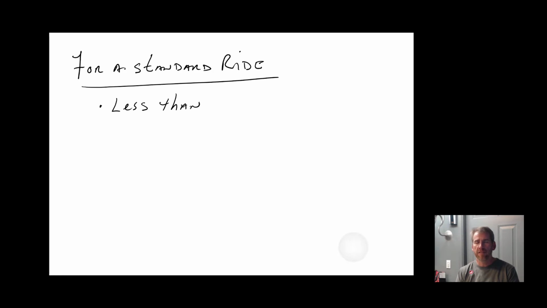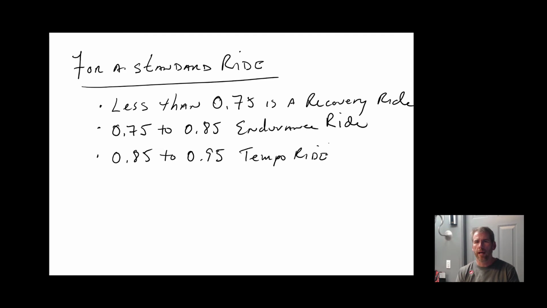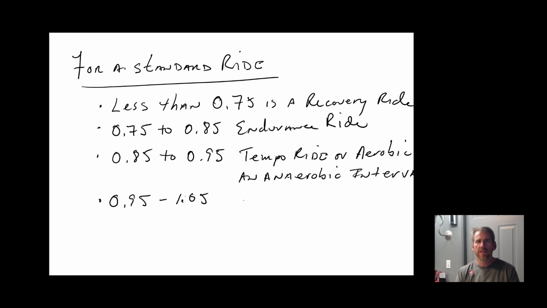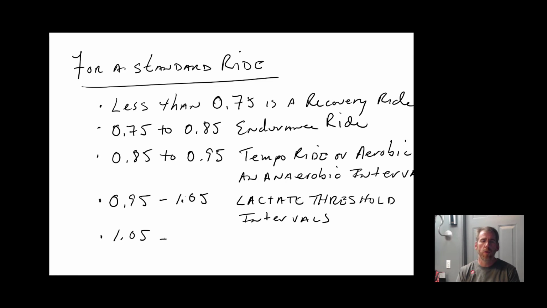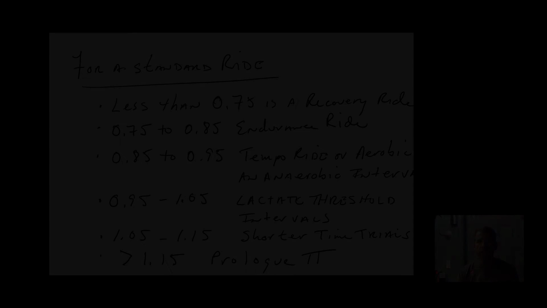If you go for a ride and the IF is less than 0.75, then essentially it's a recovery ride. This will have little effect on your aerobic adaptation. 0.75 to 0.85 is a solid endurance ride. 0.85 to 0.95, we would consider a tempo ride, or you're doing aerobic or anaerobic intervals. 0.95 to 1.05, lactic threshold intervals. This is the IF that you'd want to see for a 40-kilometer time trial. 1.05 to 1.15 will be a short TT, and greater than 1.15, you might see in a prologue TT. The point is, on an endurance ride, aim for an IF between 0.75 and 0.85.